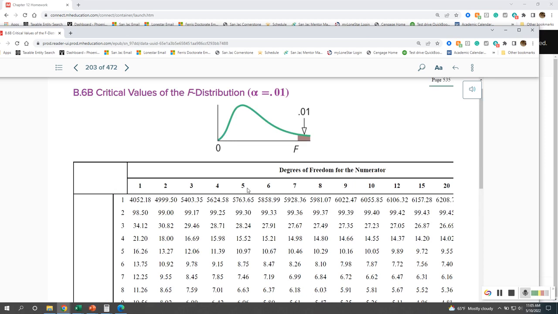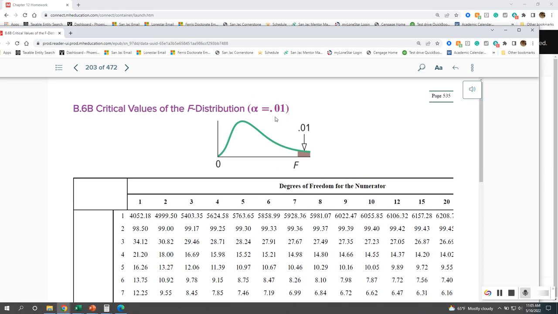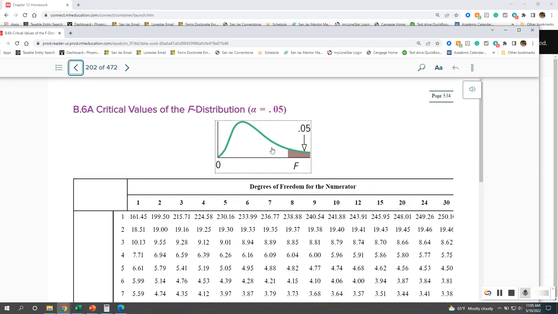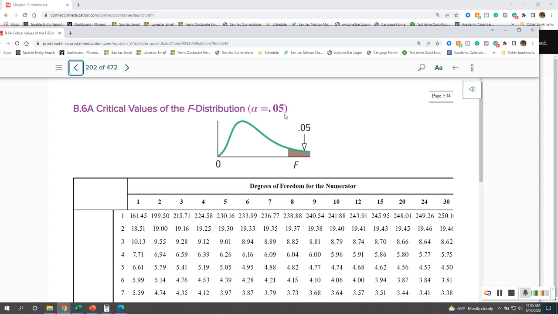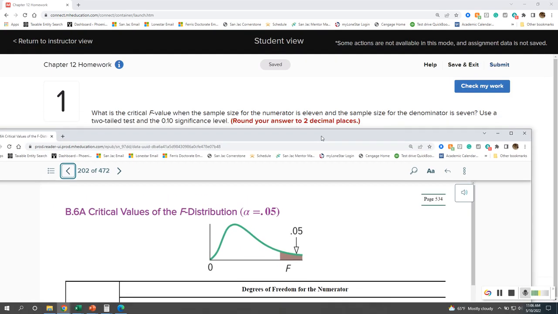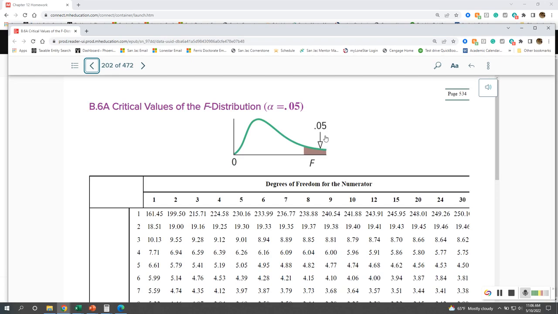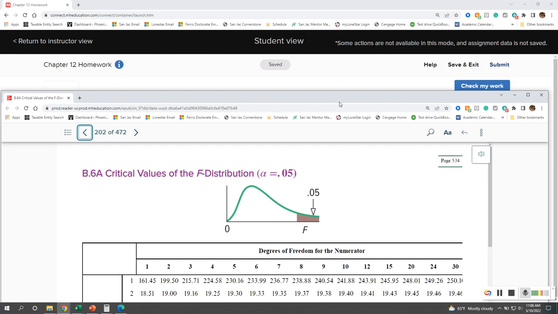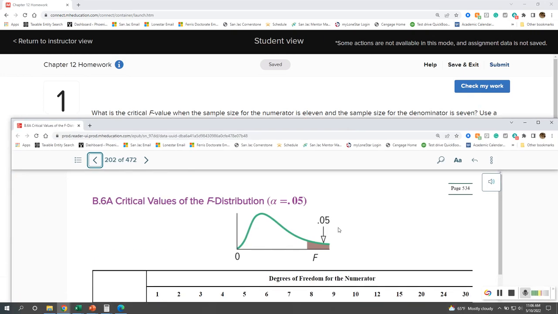Now, if you recall from your book, you have 2 tests. You have the 0.01 and the 0.05. But notice both of these are one-tail. So that means when it's asking for two-tail, we're going to divide by 2. And of course, 0.10 divided by 2 should give you 0.05. So now we're going to find our numerator and denominator.